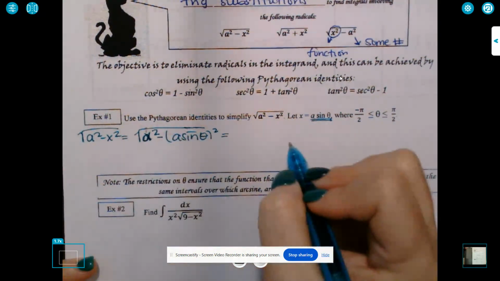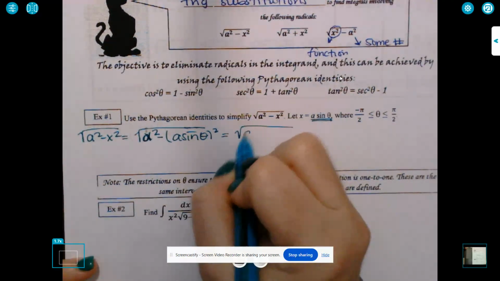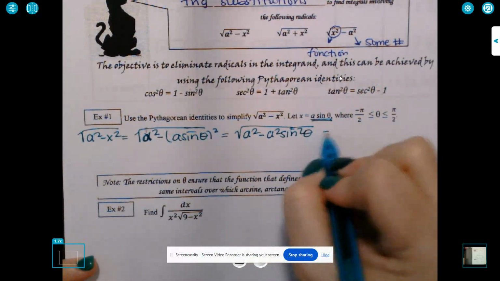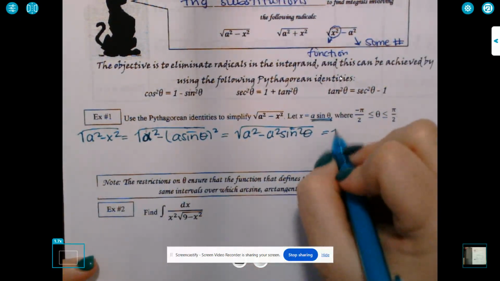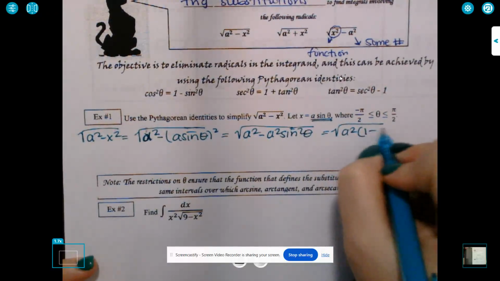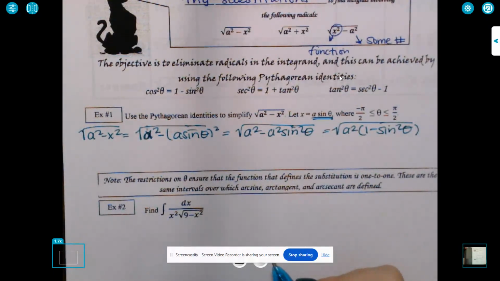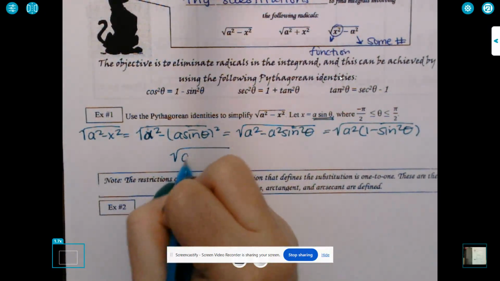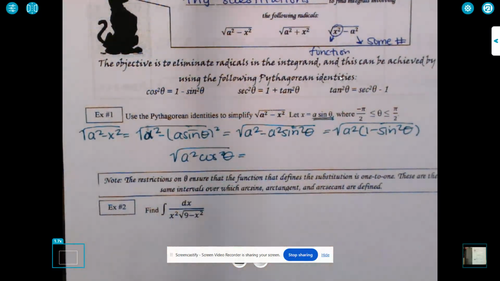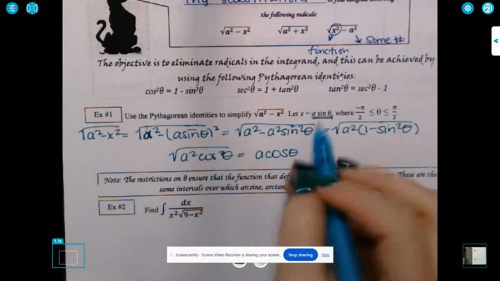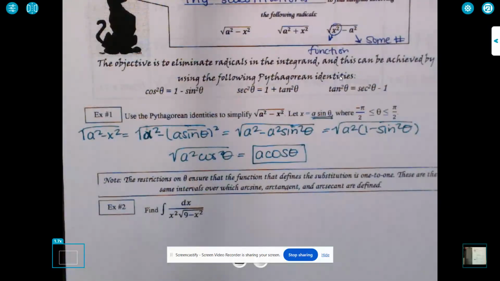Okay, so if I square that, I have a squared minus a squared sine squared theta. From this point, I could factor out an a squared, and I would be left with 1 minus sine squared theta, which, using our Pythagorean trig identities, we know is the same thing as cosine squared. So if I take the square root of a squared cosine squared theta, I get a cosine theta. So that's what they were asking us to do.